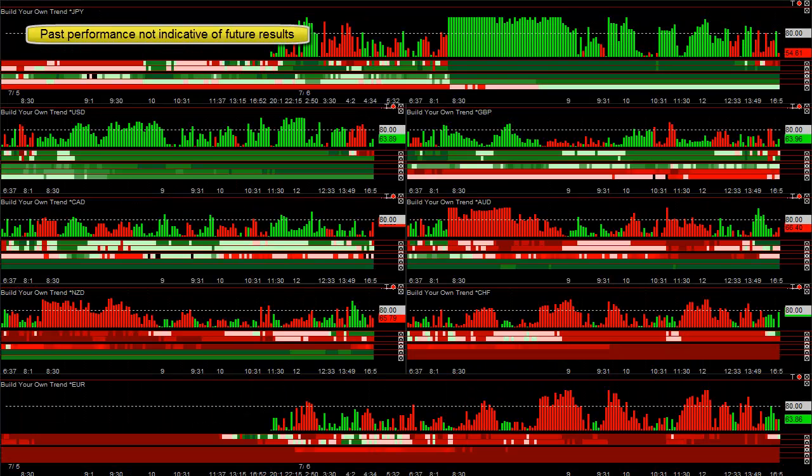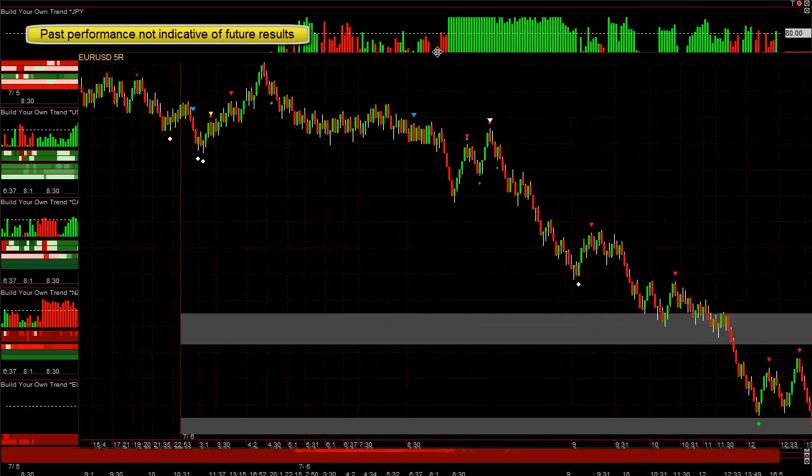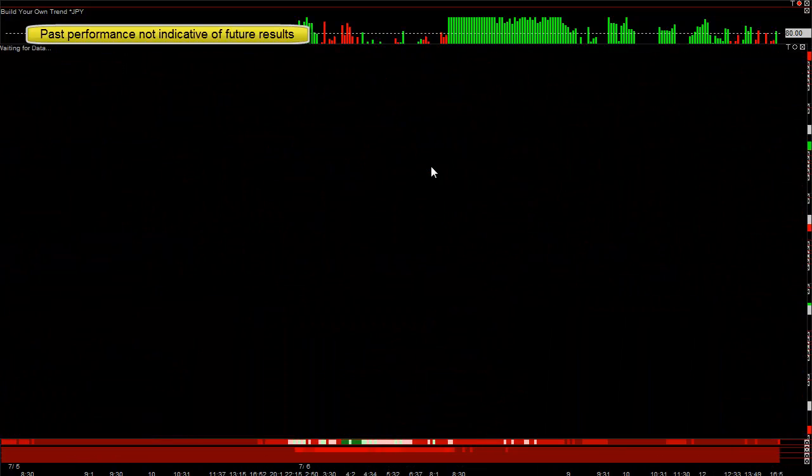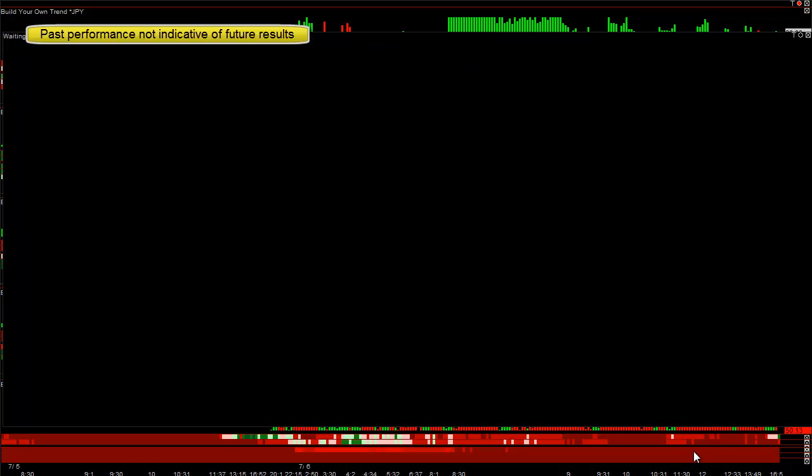Now, the euro dollar was one of the stronger pairs, but the yen was, I'm sorry, the euro dollar was weak. I was talking about the dollar being strong. The yen was the strongest. So the euro yen is a very high probability one to be looking for sells. We'll bring this up and I'll show how our trade signals worked on this one.